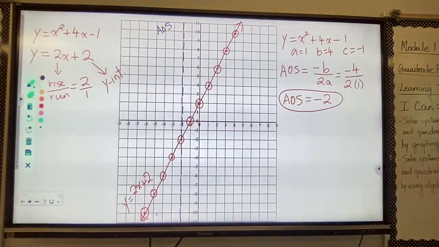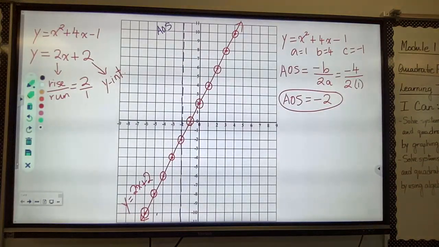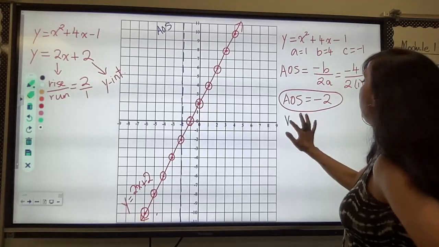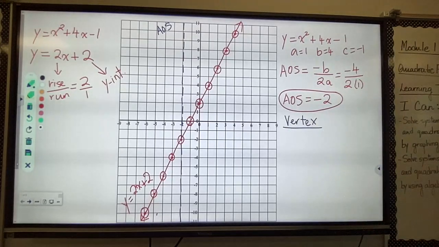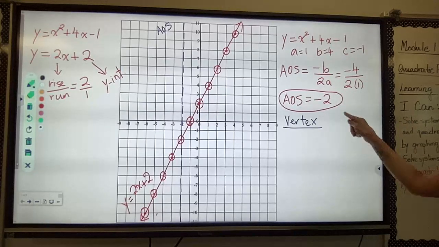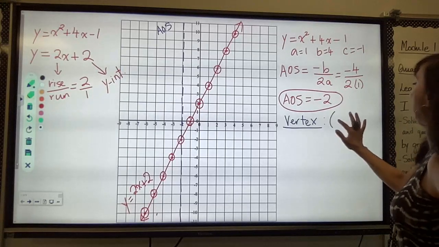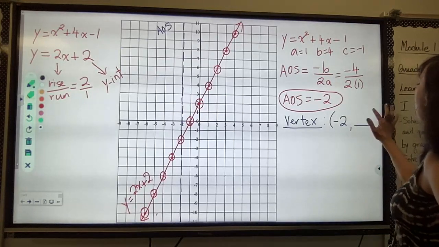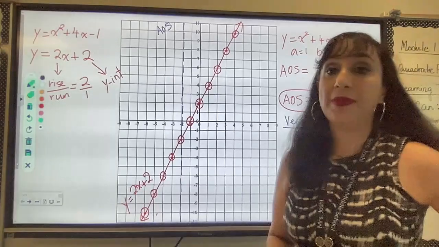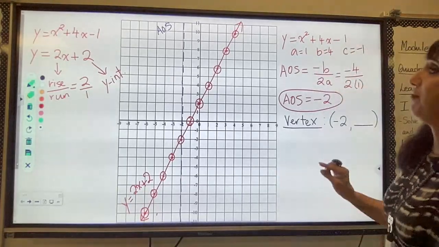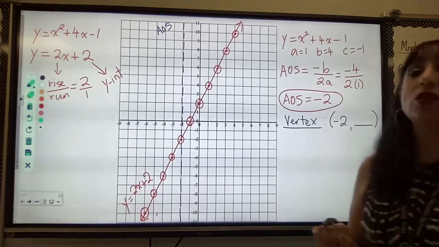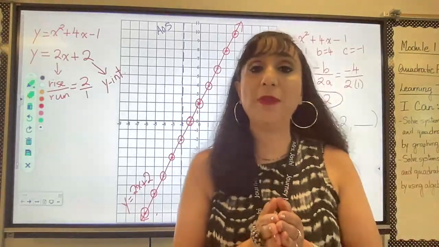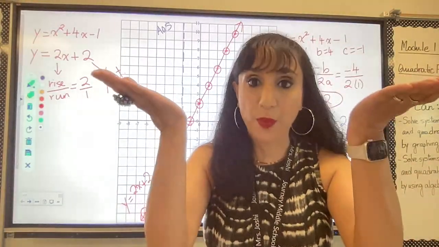Next, I am going to find the vertex. If I'm trying to find the vertex, I already have what is x, which is -2. Okay, my x is -2. So I'm trying to find what is my y. And first and foremost, I can see up here it's positive, so I know that my parabola is going to be facing upwards.